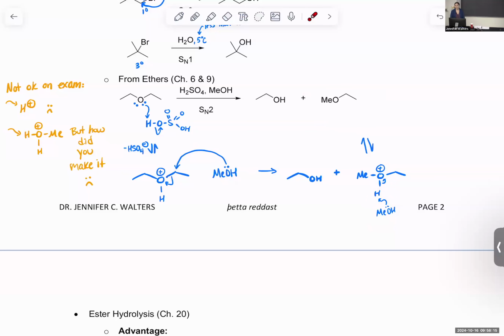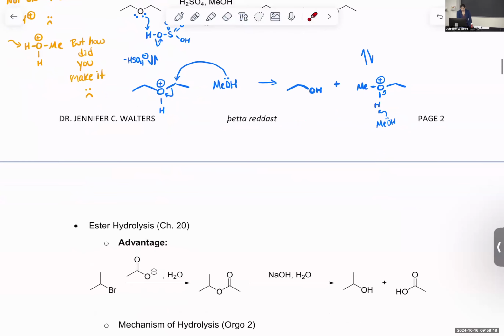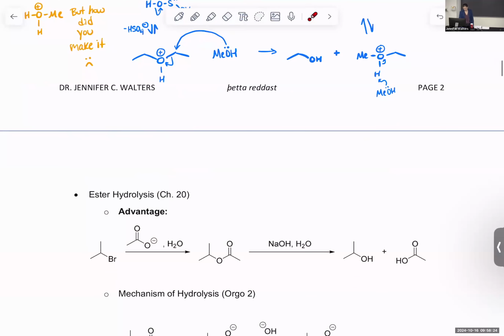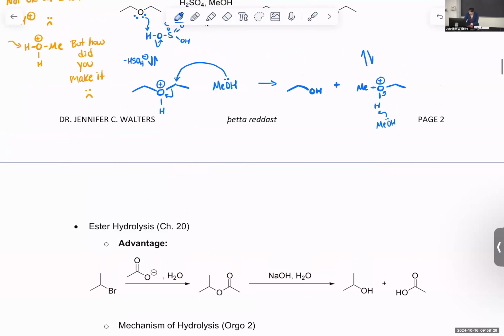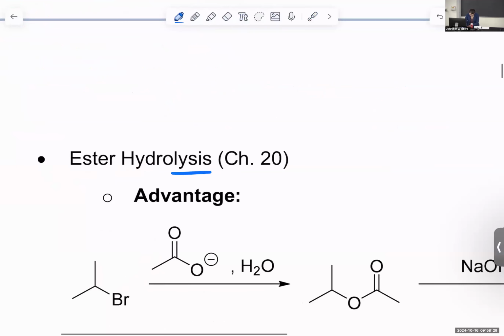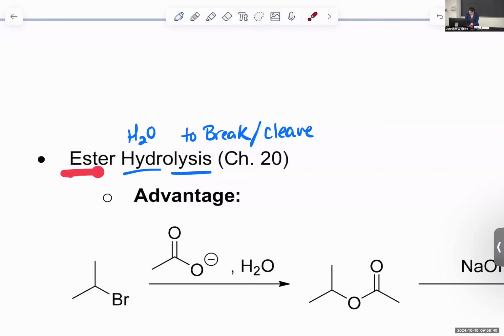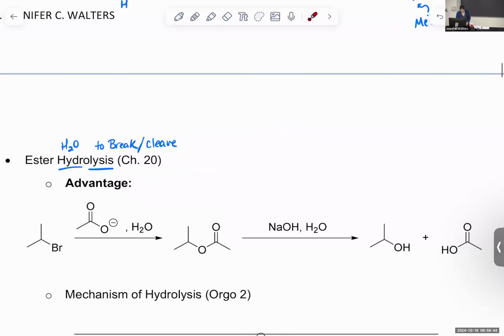Okay, cool. All right, another way of making alcohols is to do ester hydrolysis. So hydrolysis, lysis means to cleave or to break. Hydro meaning water. So I'm going to break an ester with water. That is this step, is the ester hydrolysis.